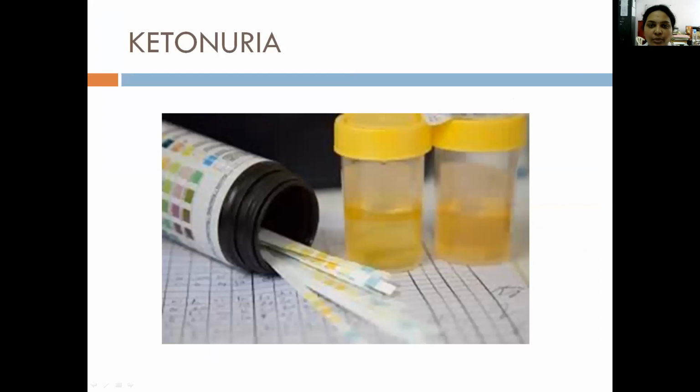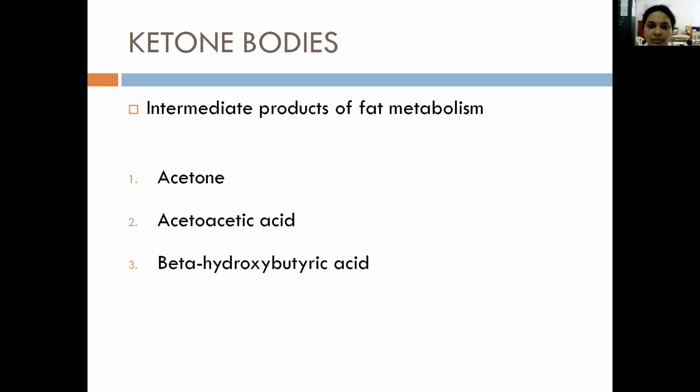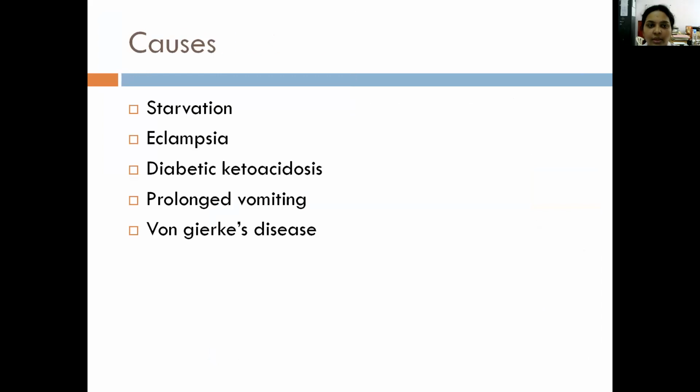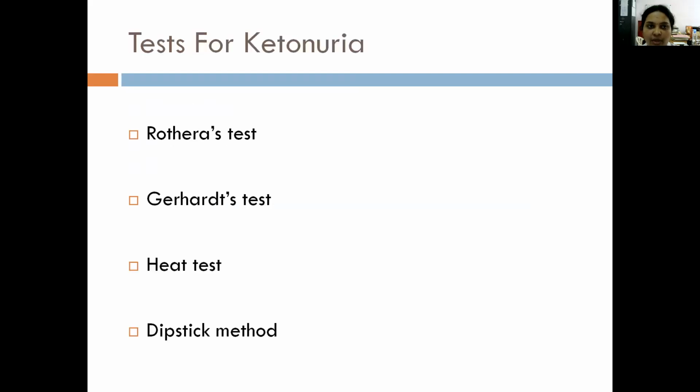Now we are moving on to ketonuria. Ketone bodies are intermediate products of fat metabolism, which include acetone, acetoacetic acid and beta hydroxybutyric acid. The causes of ketonuria are starvation, eclampsia, diabetic ketoacidosis, prolonged vomiting, and von Gierke's disease. What are the tests for ketonuria? Rothera's test, Gerhardt's test, heat test, and dipstick test.